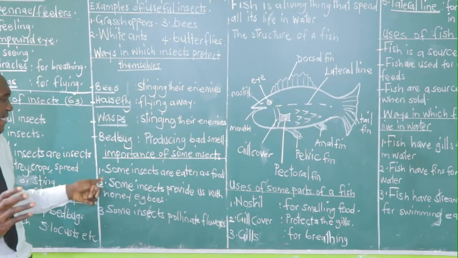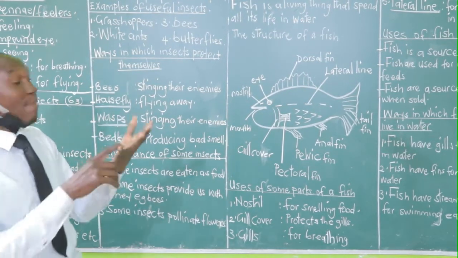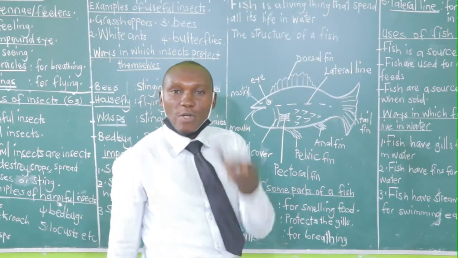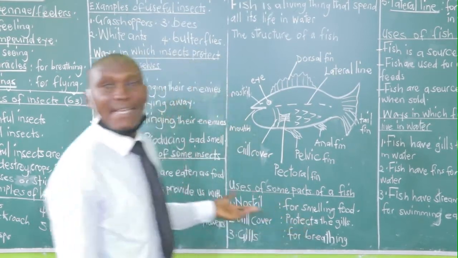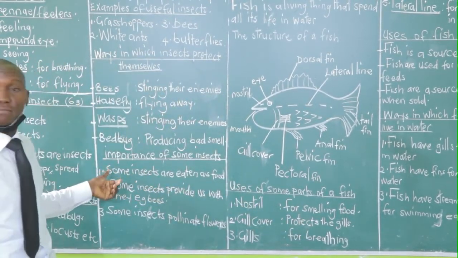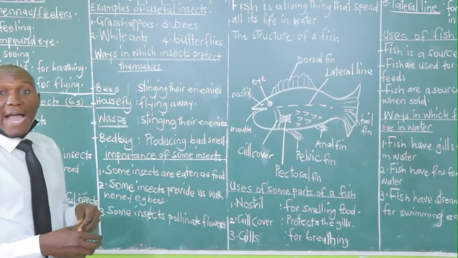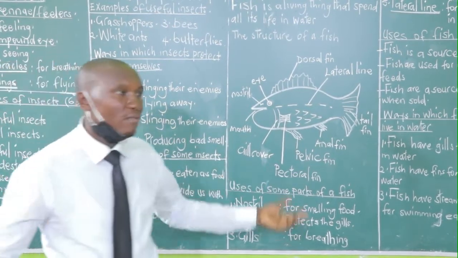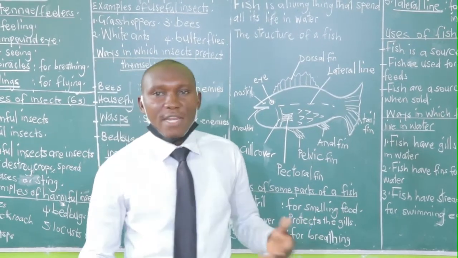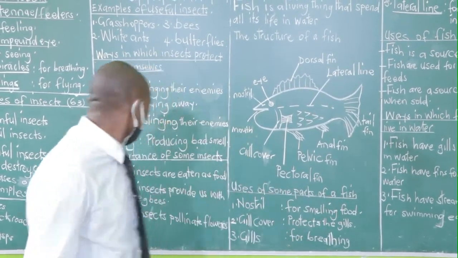Some insects are eaten as food. We talked about grasshoppers. We talked about white ants. Those ones are eaten as food. And for me, when I don't eat the grasshopper or white ants, I don't feel like I'm living. I need to hunt for them, then I eat some.